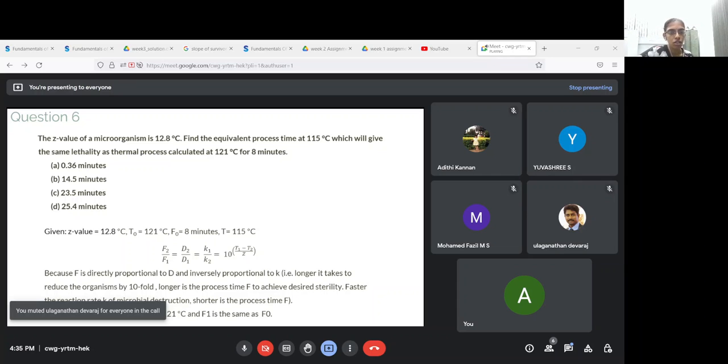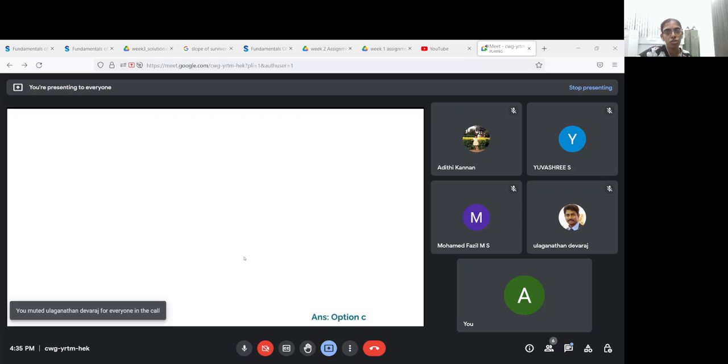So here, to apply this formula, let us take T1 as T0 and F1 as F0. So F2 by F0 will be 10 power (T minus T0) by Z. If you substitute the values, it will be F2 by 8 minutes for 121 degrees Celsius, 10 power (T2 minus 115) divided by 12.8, which is your given Z value. From this, you can calculate 23.5 minutes to be your process time.